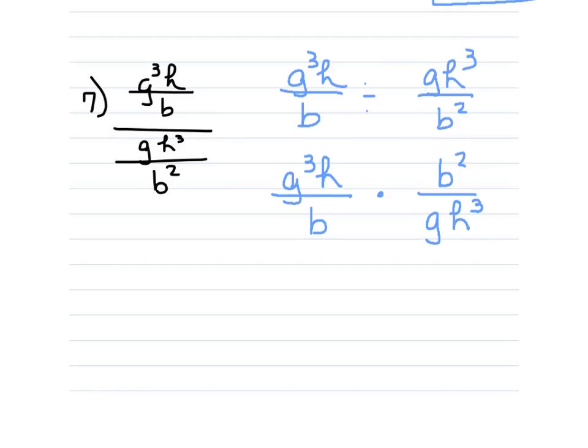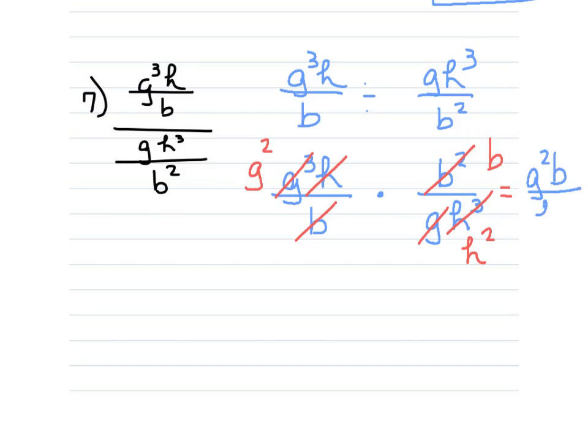All right, do a little cross canceling. G cubed becomes g squared, and g becomes a 1, b becomes a 1, b squared becomes a b, h becomes a 1, and h cubed becomes h squared. Okay, so let's multiply across. G squared b over h squared, and that would be my quotient.